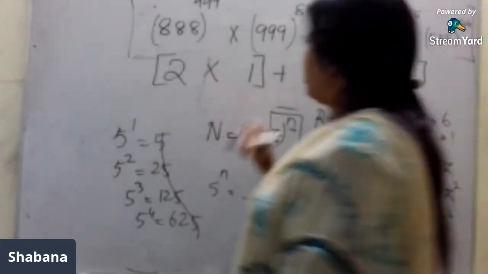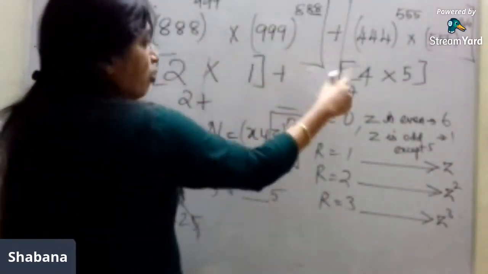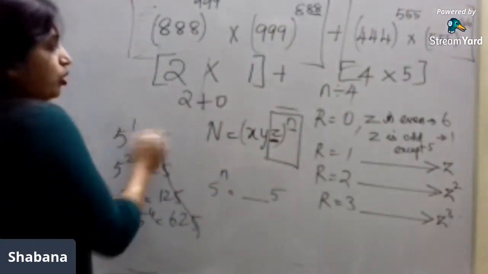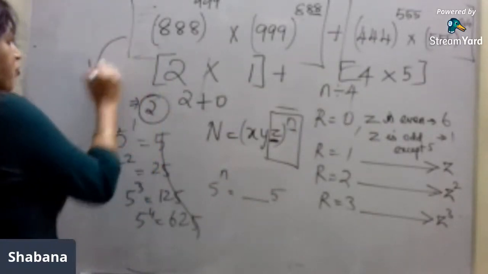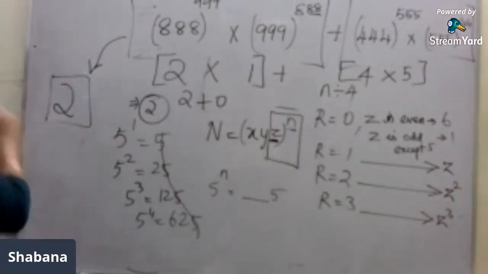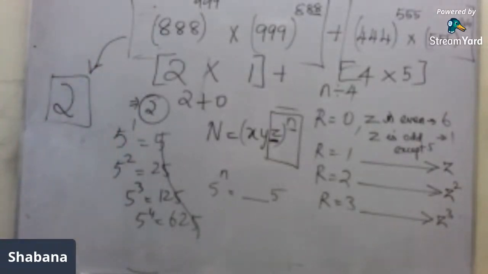So 2 into 1 is 2, plus 4 into 5 is 0. So 2 plus 0 is 2. So ultimately the last number for this is 2.